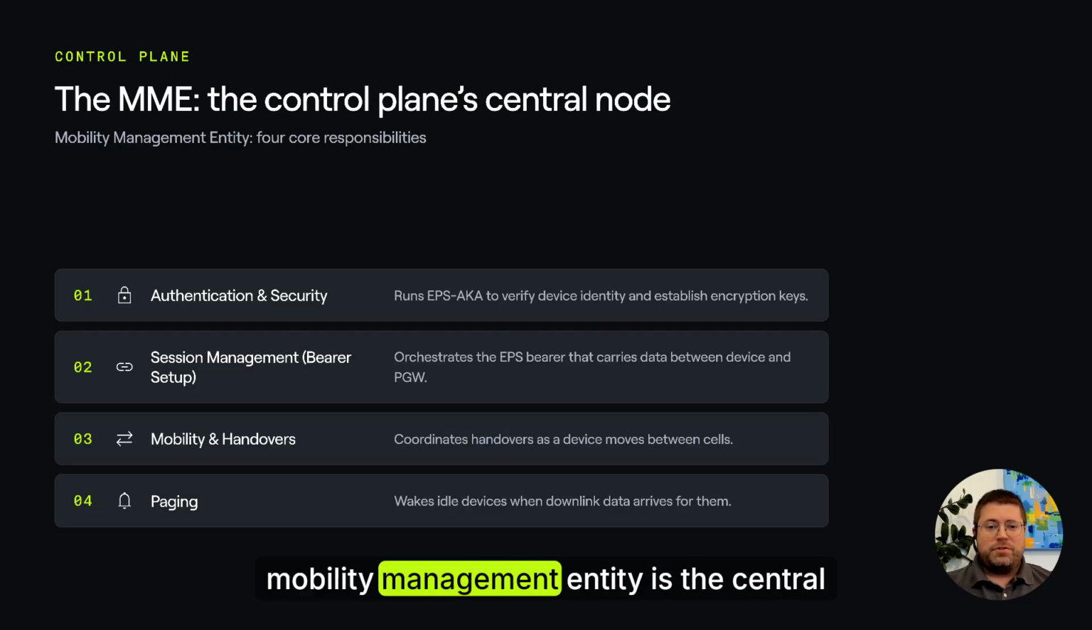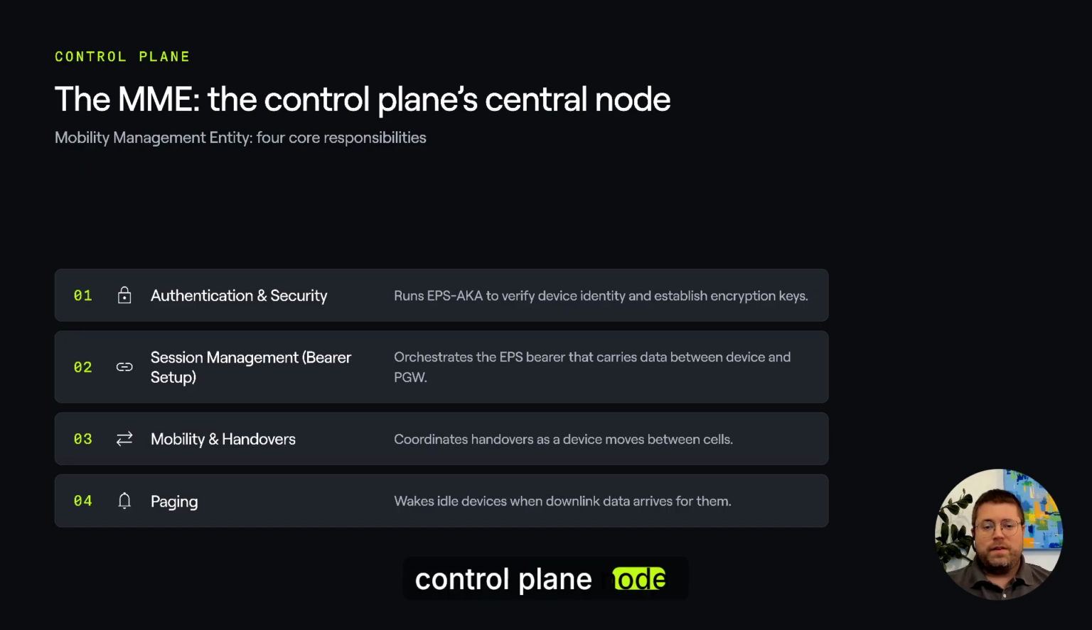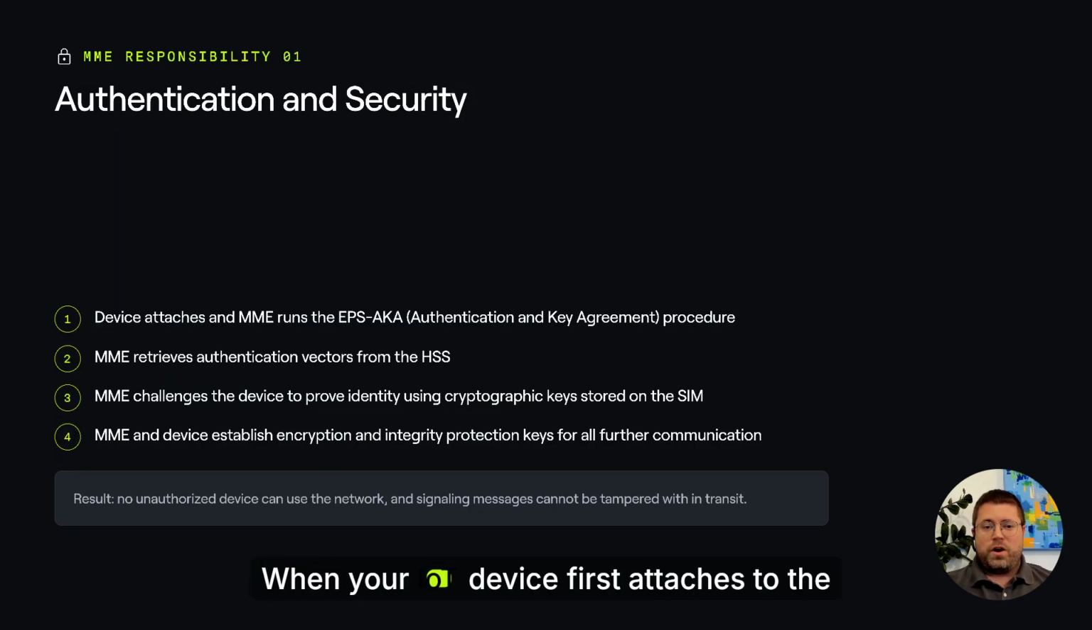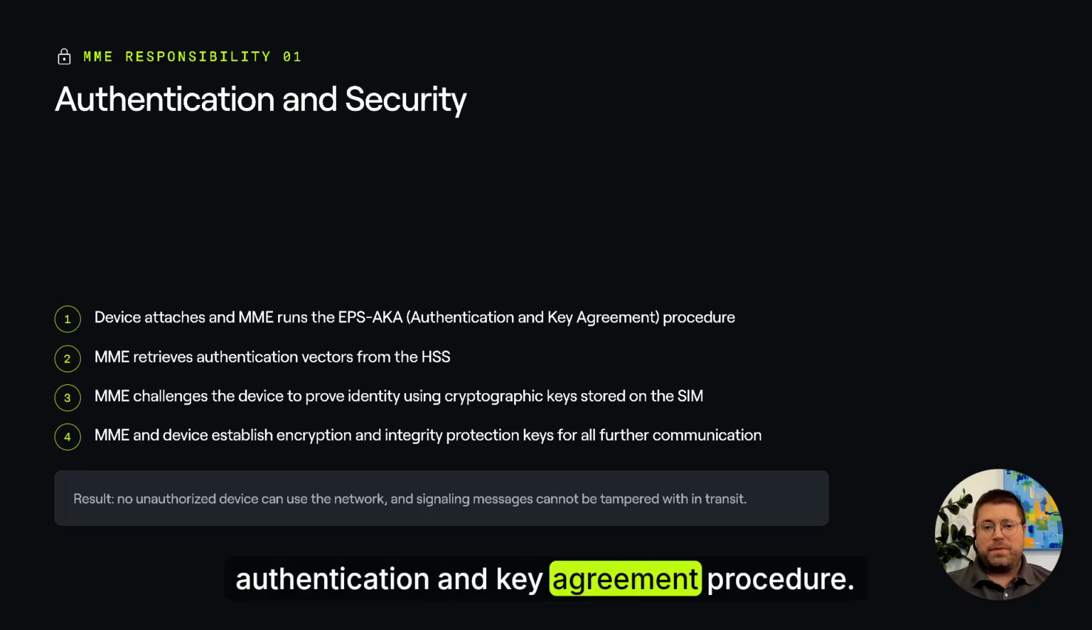The mobility management entity is the central control plane node. Let's break down its four core responsibilities. When your IoT device first attaches to the network, the MME runs the EPS-AKA, Authentication and Key Agreement procedure.